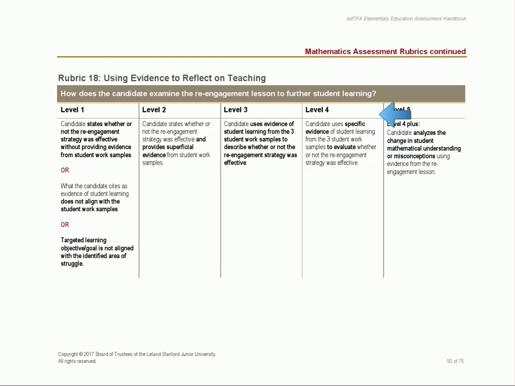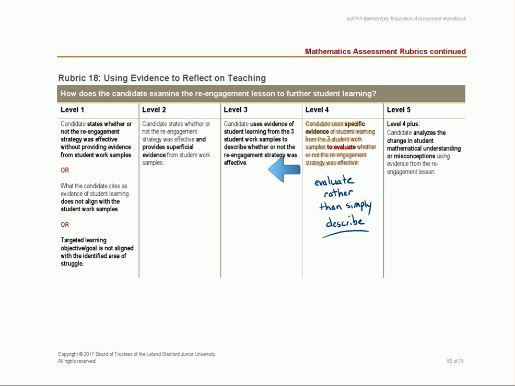Let's see what 4 asks for. And we do want to shoot for 4s. There's a key word in this one that's different than the other. So if we look here, candidate uses specific evidence. Okay, so that means you're looking at particular things the students are doing that are related to the focused mathematical content, the targeted learning objectives. So the candidate uses specific evidence of student learning from the 3 student work samples, okay, to evaluate whether or not the re-engagement strategy was effective.